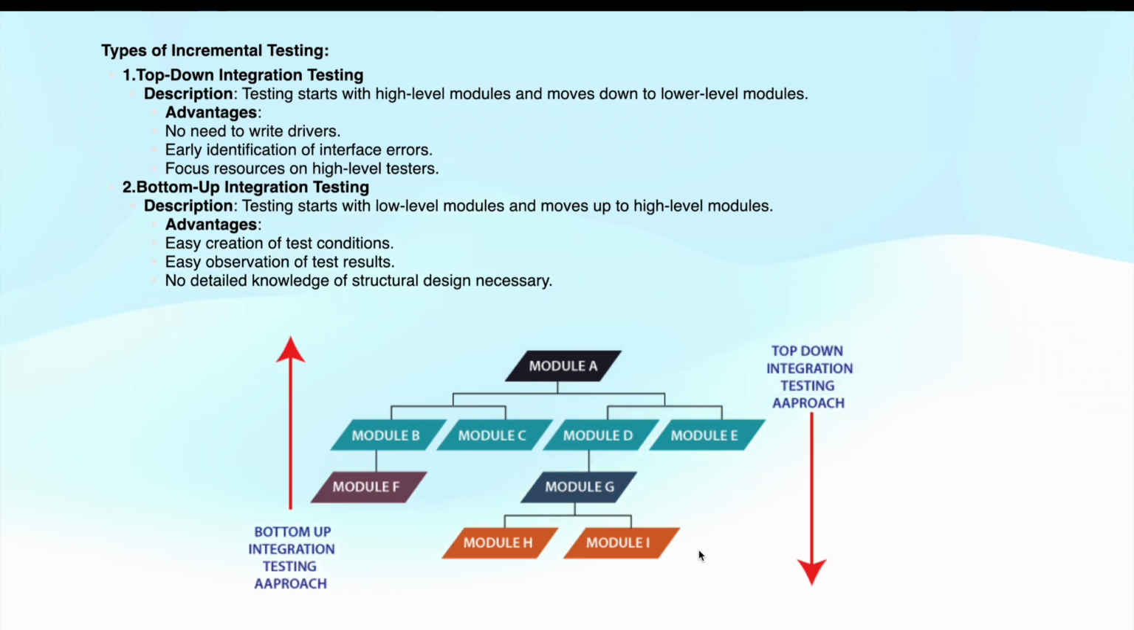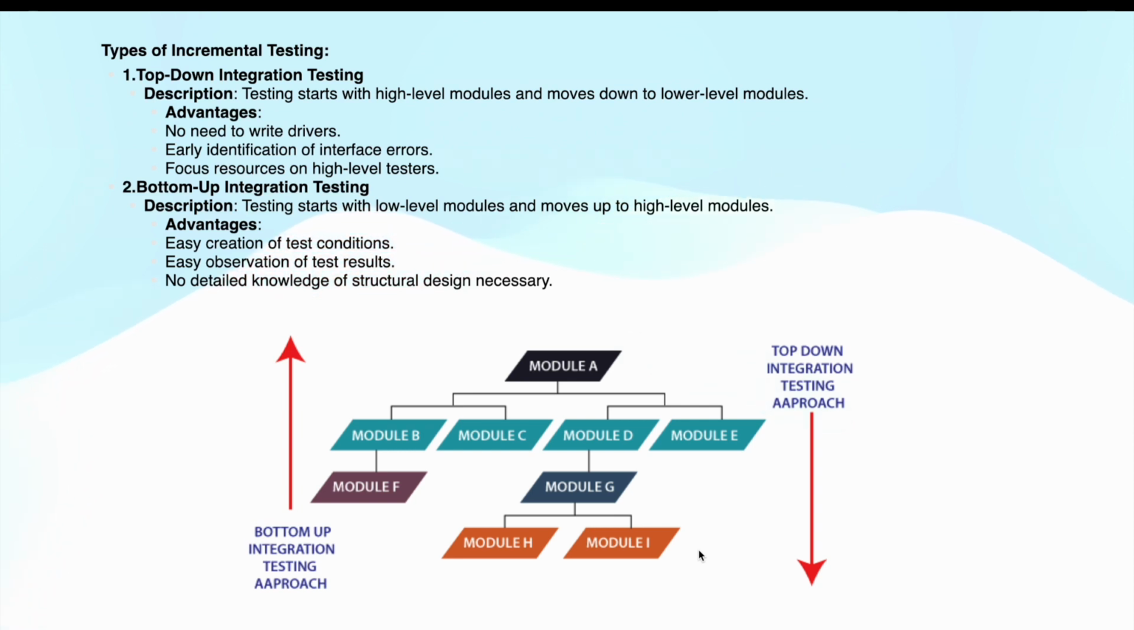Advantages of bottom-up integration testing: it is easy to create and develop test conditions. Test results are easy to observe. Detailed knowledge of the structural design is not necessary. Low-level utilities are tested well and are compatible with object-oriented structure.